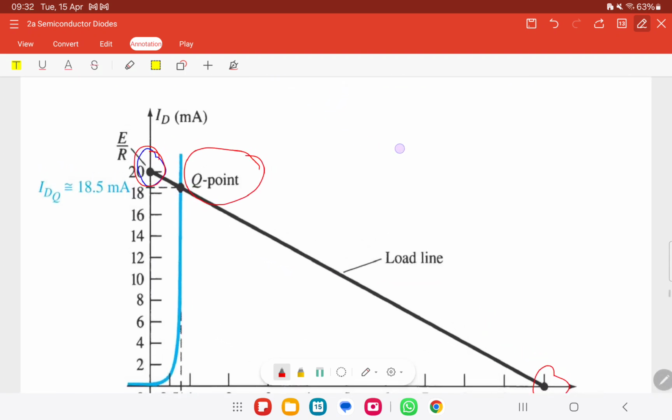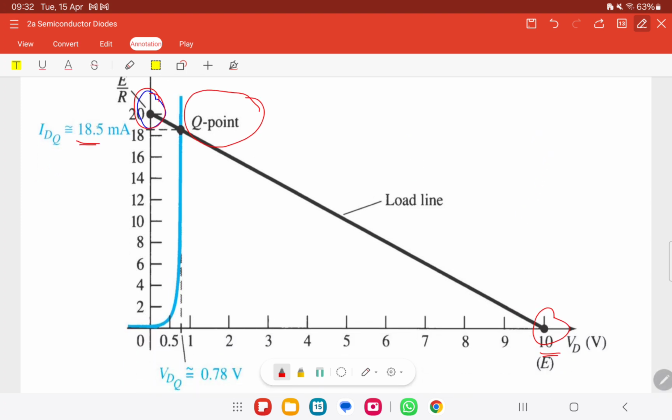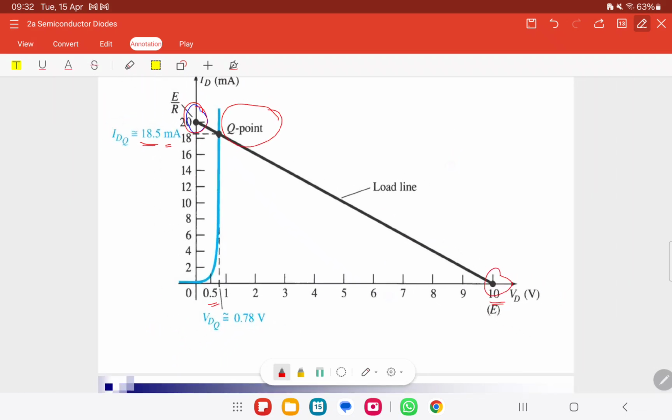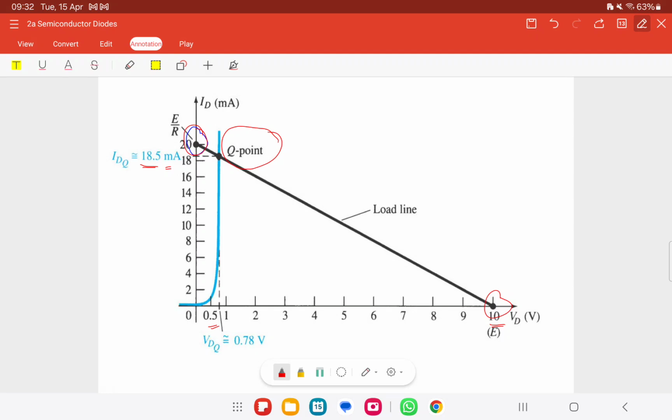Our purpose is to get this Q point. Once dah dapat the Q point, you just tarik, because now we want to get the value of the IDQ. So this is the value of the IDQ. VDQ is this one. VDQ just tarik, IDQ tarik dekat Y axis, and VDQ tarik bawah at the X axis. So VDQ and IDQ we can get from this graph.